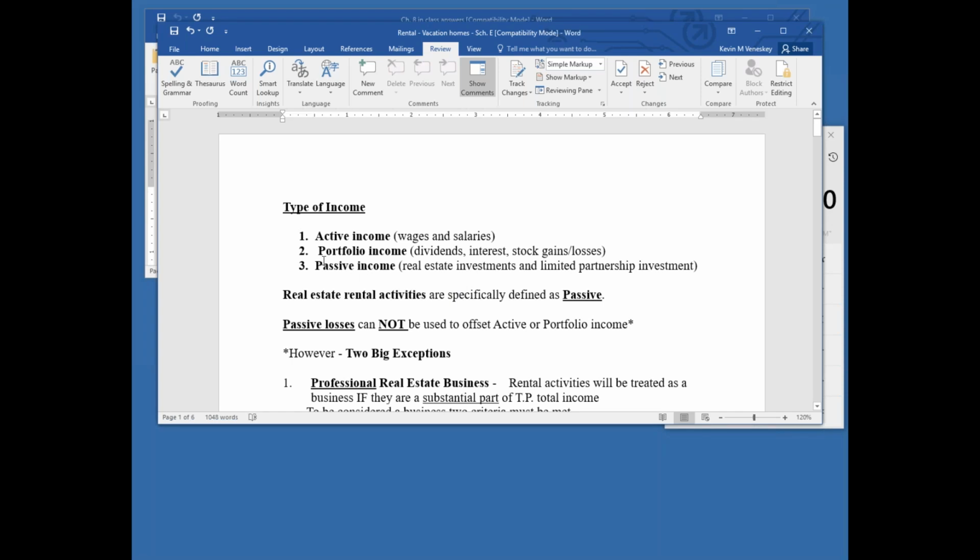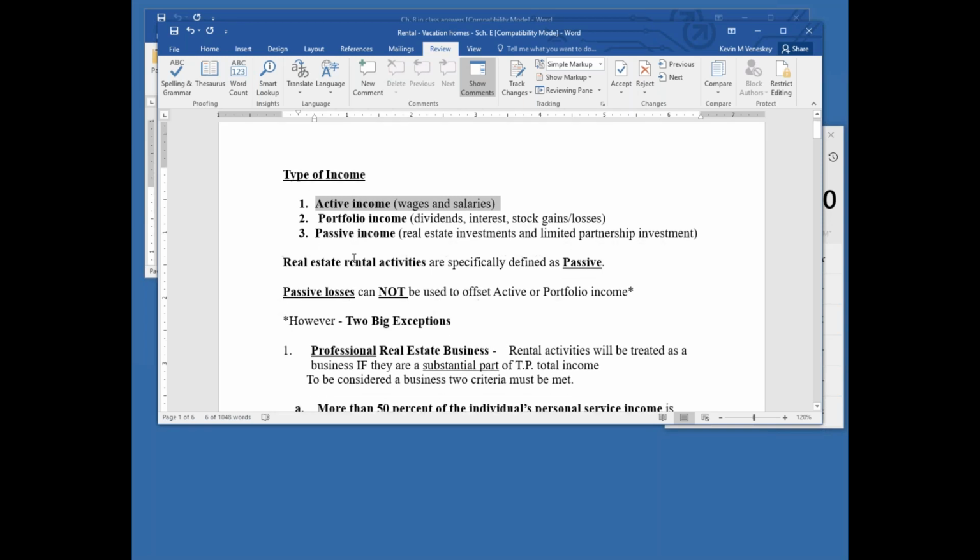When you talk about rental properties, they are considered passive income. So there's three types of income. Your own business, and then working in a normal job as an employee would be an active wage. Then you get your portfolio income. Gains and losses in stocks is one of the most common. And then your passive income, and real estate falls in that area.